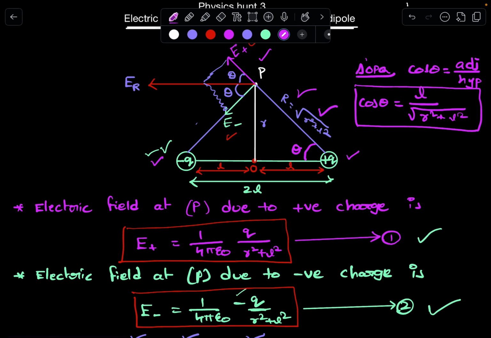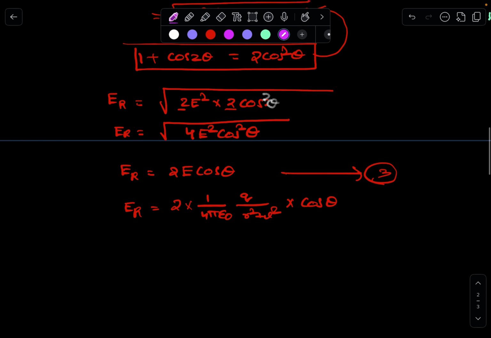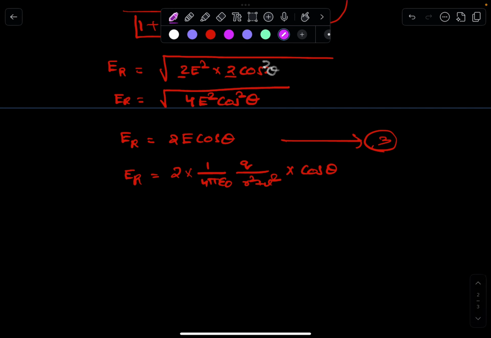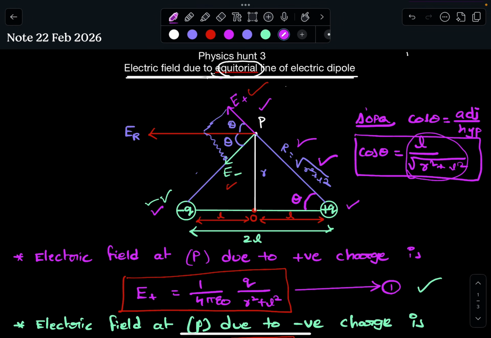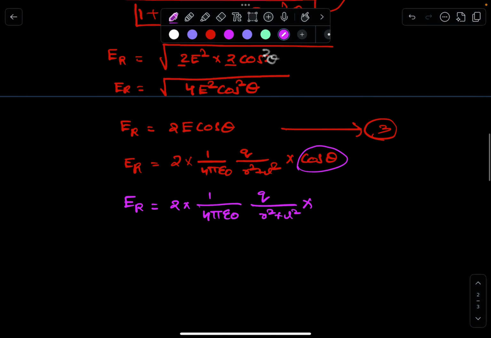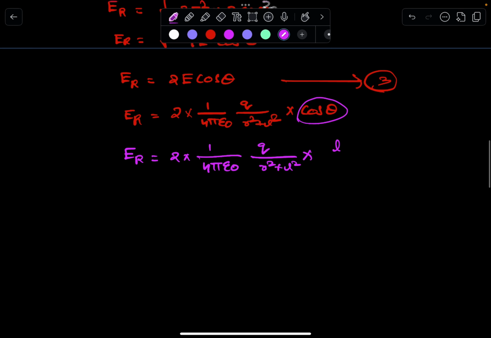So this formula I'm going to substitute in this equation. Okay, so let's see. E R is equal to 2 into 1 by 4 pi epsilon naught into Q by r square plus L square into, what is the cos theta formula? Cos theta formula is L by under root r square plus L square. So I'm going to write here L by under root r square plus L square.